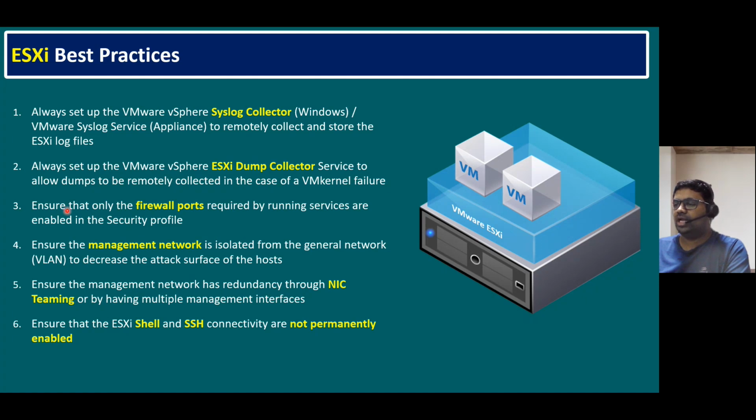And the third point is to ensure that only the firewall ports required by running services are enabled in the security profile. By default, we have many firewall ports in our ESXi. Whenever you require any specific firewall ports, you enable only those ports, like SNMP, Simple Network Management Protocol, which is mainly used for monitoring. If you want to monitor the ESXi host, you can enable that monitoring protocol. In the same way, if you want to enable Network Time Protocol, NTP, you can enable it on the ESXi host using the configuration tab, security profile tab. Okay, and let's come to the fourth point.